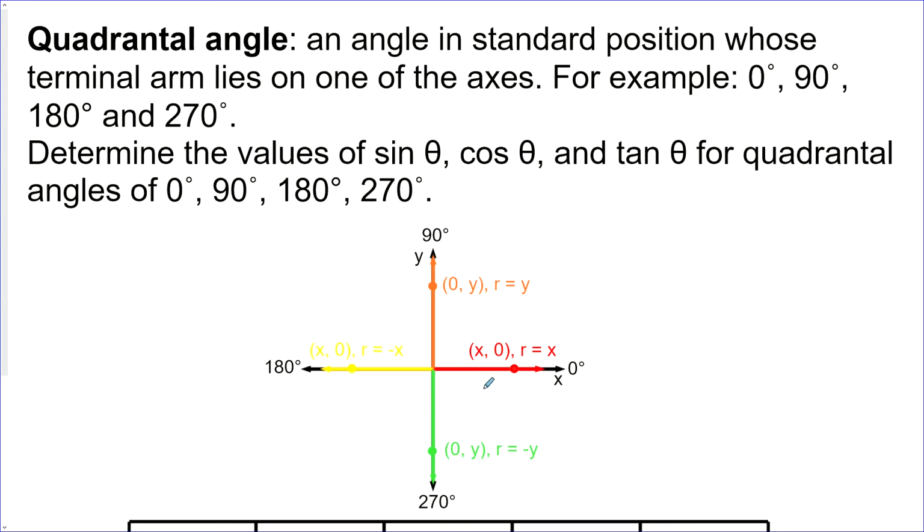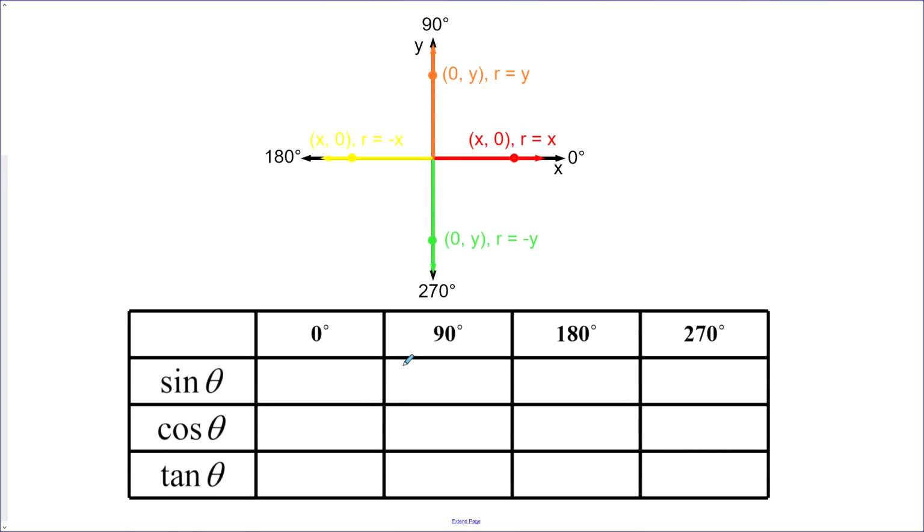Let's see what would happen with sine, cos, and tan for each one of these quadrantal angles. Now for 0 degrees, we don't really see a triangle, and that's what confuses some people. So it's useful to just think of a triangle really close to 0, but not actually at 0. So this is what we're calling R. It's the hypotenuse of the triangle. And this would be the opposite side here, and this would be the adjacent side.